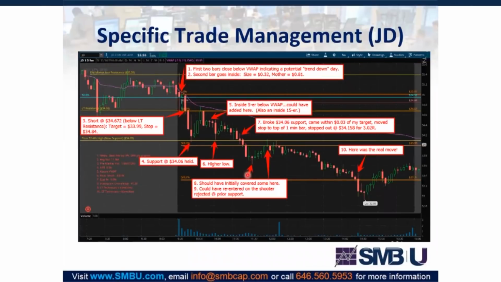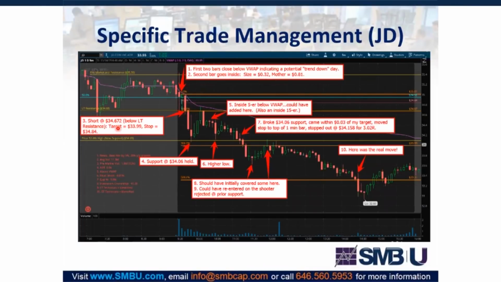I appreciate that. All right, so on to the specific trade management for this guy. Initially the first 5-minute bar opens below VWAP, as does the second one, and it just so happened that the second one did go inside of the first one. That indicated to me a potential trend down day. The size of the second bar was 32 cents. The mother bar was 81 cents. So my trade criteria was met.